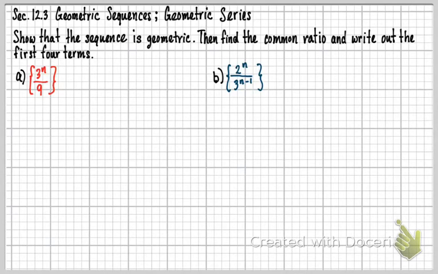So these problems say show that the sequence is geometric, then find the common ratio and write out the first four terms. So the first thing I'm going to do here is rewrite this, because I want to think of the form. When I'm thinking of geometric series, I'm thinking of the form a sub 1 times r to the k minus 1. That's what I'm thinking of when I think of geometric series. Remember the formula.